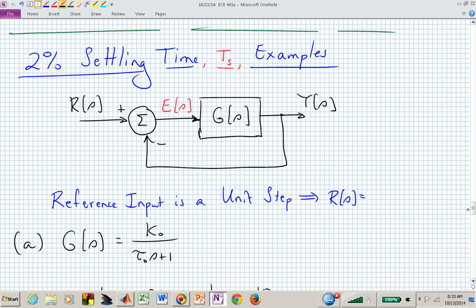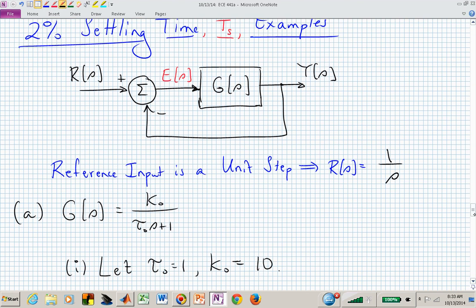Let's just play with one for now. 2% settling time, T sub S, and we're playing with this unity output feedback. Unity means a gain of 1, and its output, and usually that is implying negative feedback. So it's negative unity output feedback. Our input, R of S, is a unit step, which means it looks like what in the S domain? Capital R of S equals 1 over S.